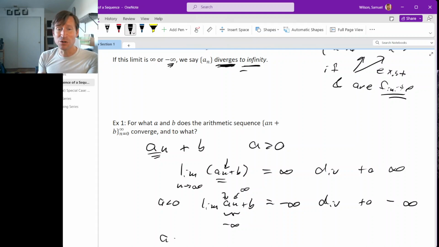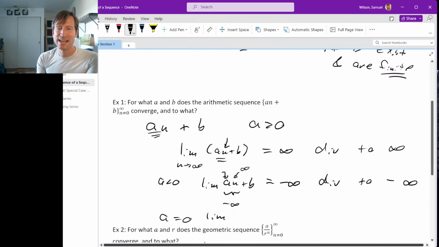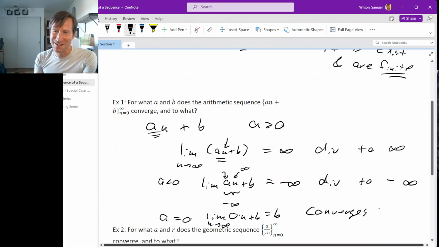And then if a is equal to 0, well, now we're taking the limit as n goes to infinity of 0 times n plus b, but that's just b. Of course, this isn't a very interesting sequence because every term in the sequence is b. So this does converge, but not in a very interesting way. Everything in this sequence is just b, and b can be anything.